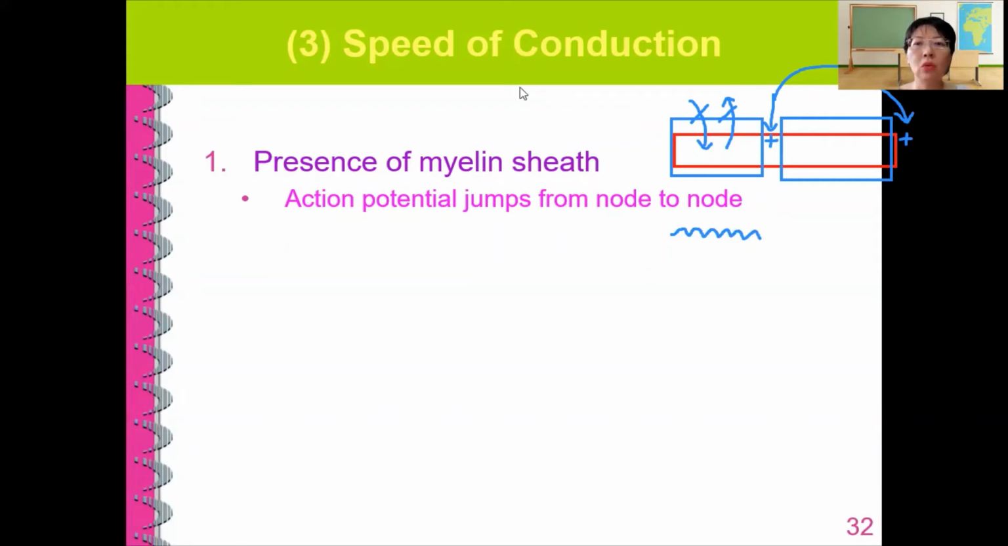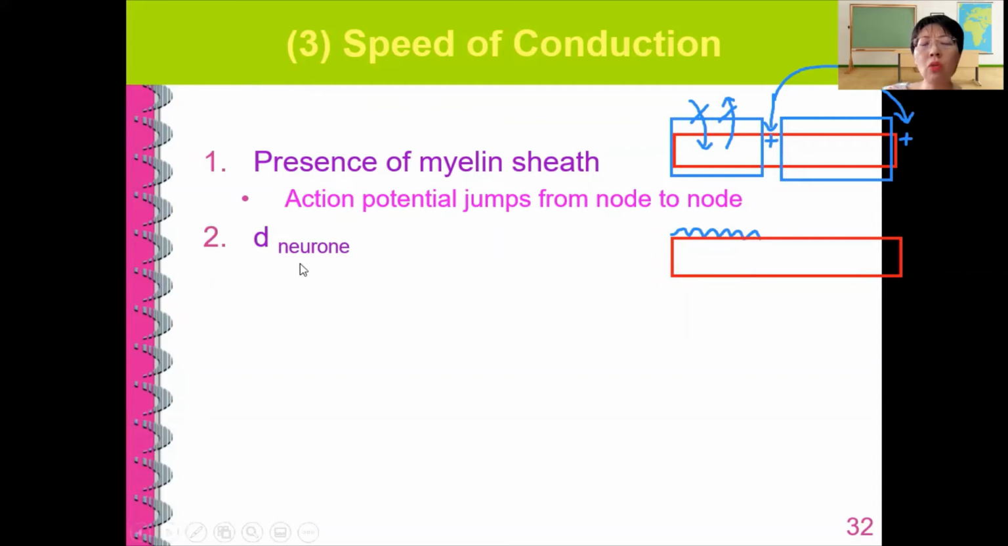Okay, so without myelin sheath, the action potential has to travel from one point to the adjacent point along the membrane, so it becomes slower. Okay, so presence of myelin sheath will cause action potential to jump from node to node. Okay, now diameter of neuron will also affect the speed of conduction.